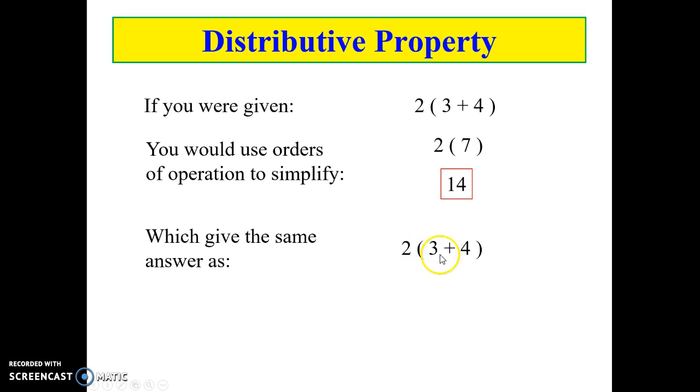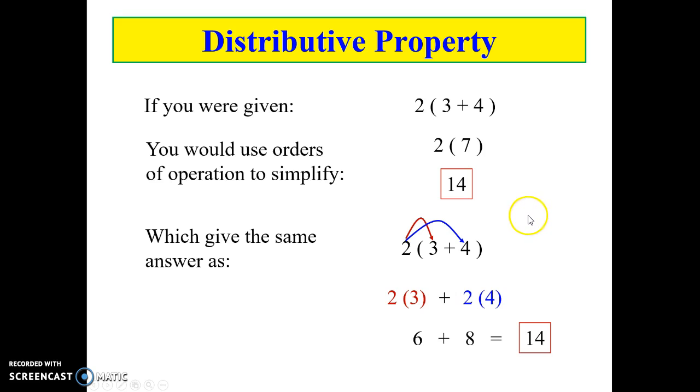Let's do this a little bit differently. I've still got 2 times the quantity 3 plus 4. 2 is being multiplied by everything on the inside. So 2 is going to get multiplied with the 3. That addition sign, I'm going to go ahead and bring it on down. And then 2 is going to get multiplied with the 4. Now let's simplify both of these. Let's multiply before we add. So I have 6 plus 8, and 6 plus 8 is 14. So we get the same answer both ways.